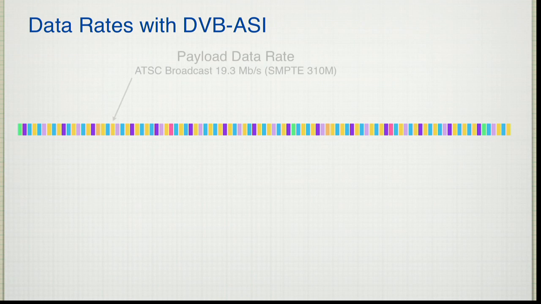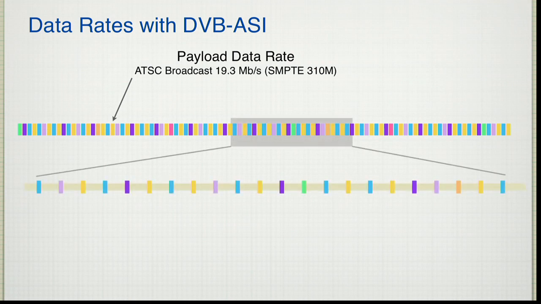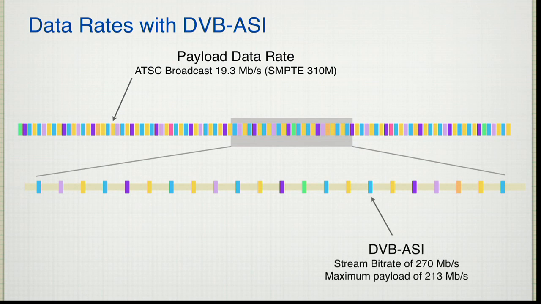Let's take a detailed look at what data rates mean in ASI. The underlying data rate, the payload, if you will, that we're trying to deliver, might just be 19.3 megabits per second. That's what ATSC Broadcast in North America uses. That's essentially what the SMPTE 310M spec is. ASI, however, can carry far more data than that. It's carrying it at a stream rate of 270 megabits per second, and it has a maximum payload capability of 213 megabits per second. How does it do that?